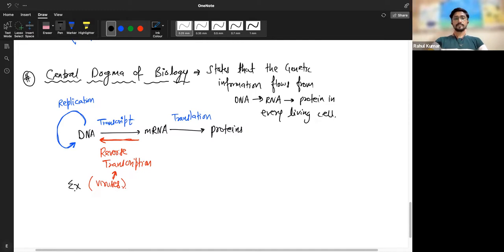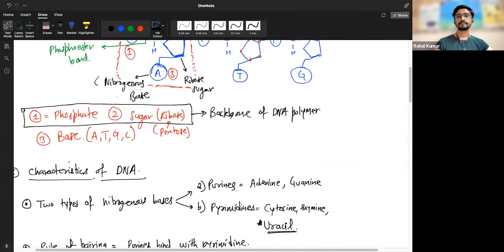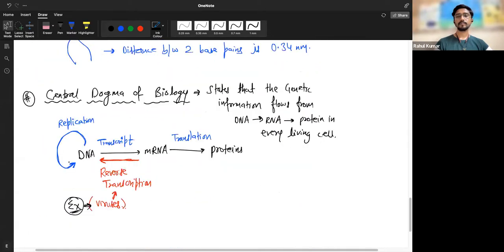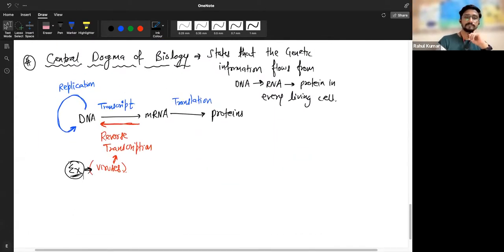And the exceptions are viruses that can actually do reverse transcription. They can reverse the flow. Is this clear, everyone? Shall I move forward? Done? Yes. Okay. Now you have understood DNA. You have understood that RNA is formed from DNA and then protein is formed, and that's called the central dogma, the flow of genetic information. You have understood the characteristic property of the structure of DNA.